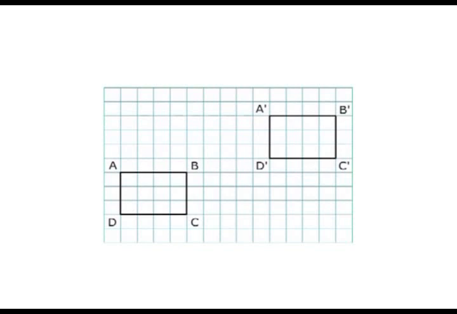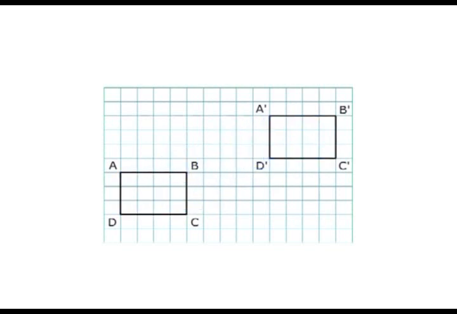Next chapter, vectors. Now consider this rectangle ABCD and its image A prime, B prime, C prime, D prime. In this example, the rectangle has been translated or moved.